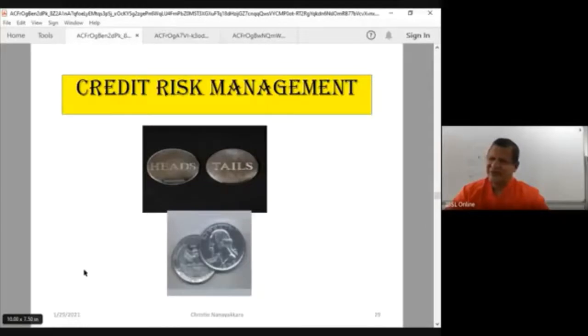Now we are going to go back to our back office function. Back office function is done by the risk management department. In the risk management department we also have several subunits: market risk management, credit risk management, liquidity risk management, compliance risk management. All that will comprise a risk department. So they will have a credit risk management unit.